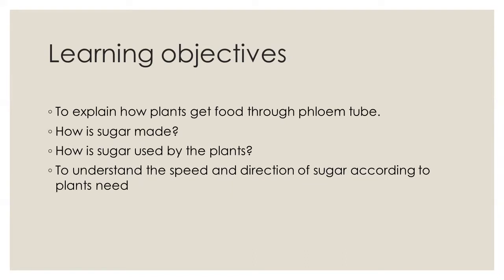The learning objectives for this class will be to explain how plants get food through phloem tube, to know how sugar is made, how sugar is used by the plants, and to understand the speed and direction of sugar according to the needs of the plant.